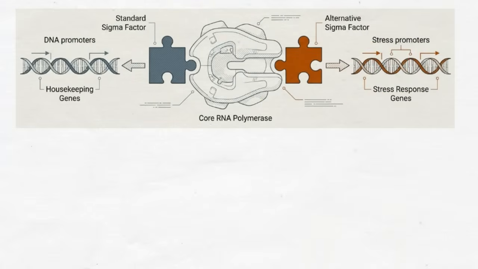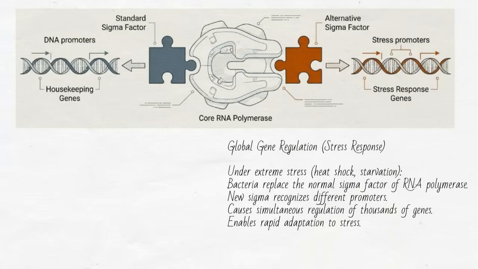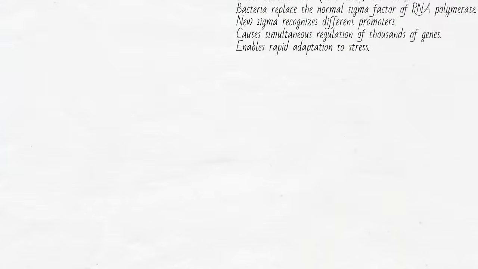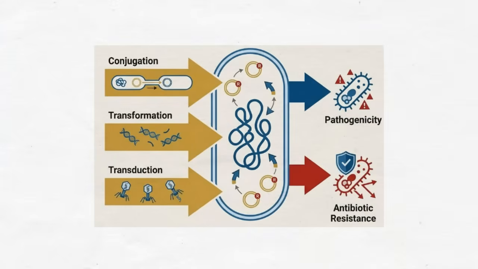And that system of individual regulation scales up globally. In response to extreme stress, like starvation or heat shock, bacteria can perform system-wide resets by swapping out the normal sigma subunit of their RNA polymerase for an alternative one. This new sigma subunit recognizes a completely different set of promoters, causing a coordinated change in thousands of genes at once. Incredible.